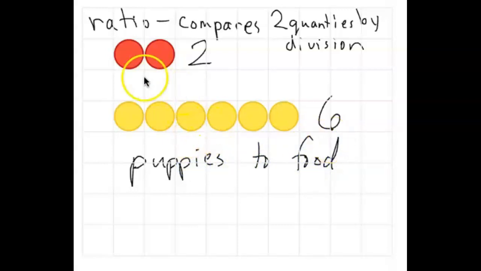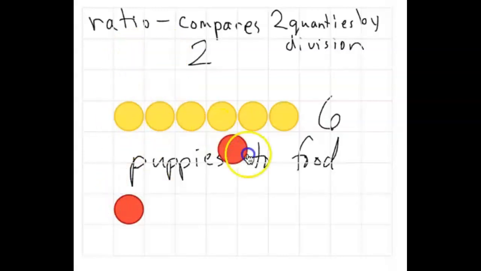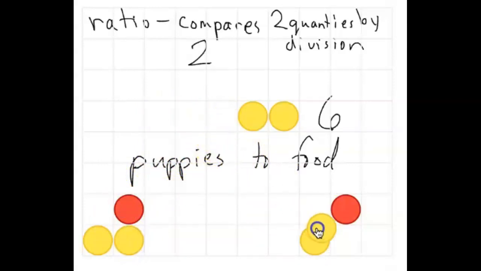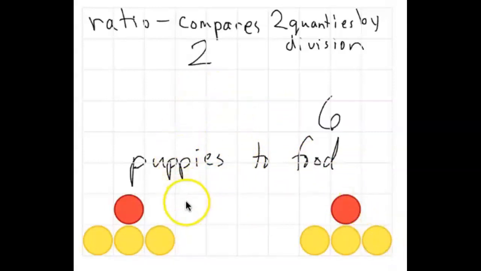Now, we're going to use the counters and move them around to figure out how many bags of food each puppy will get. So I'm going to go ahead and take one counter and put it over here, and one counter and put it over here. Okay, so if I give one bag of food to this puppy, one bag of food to this puppy, and I'm going to give an equal amount of food bags to each puppy, when I am done, I'm going to end up comparing two quantities, and it's going to look like this.